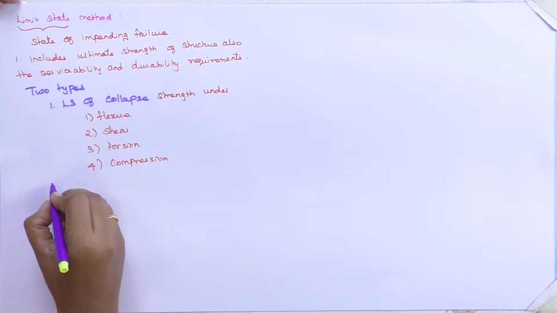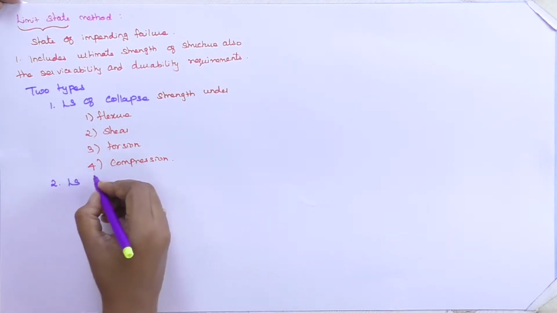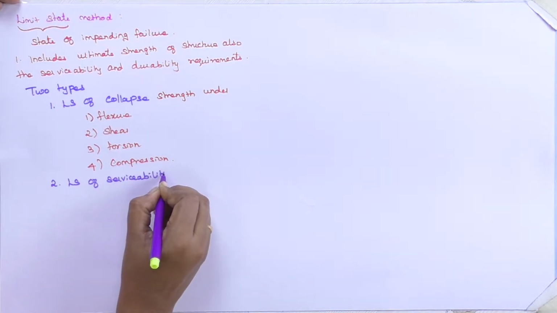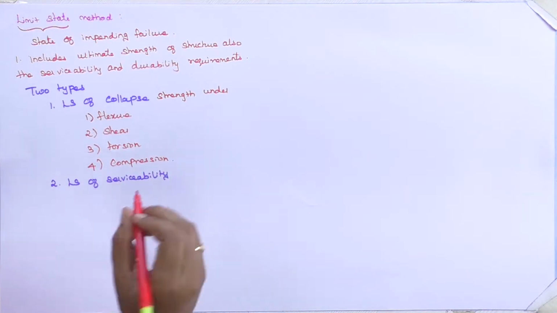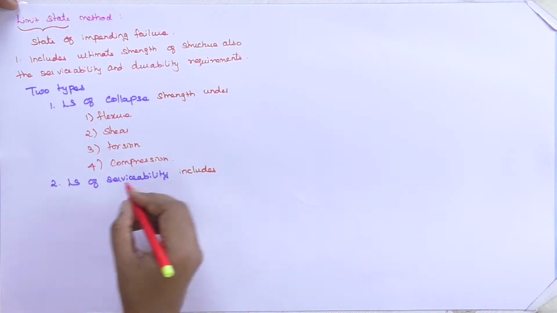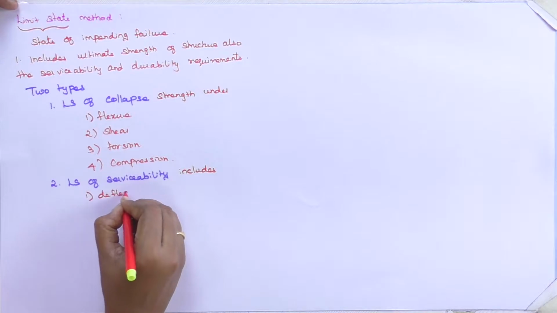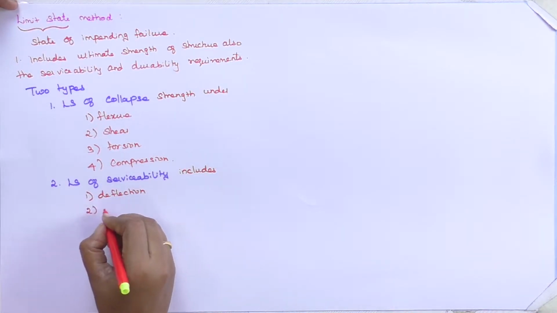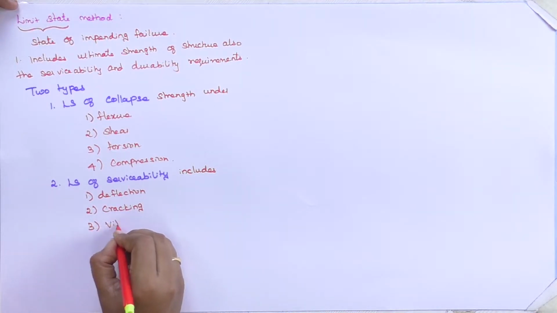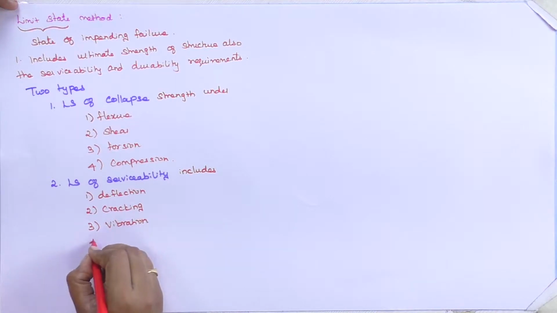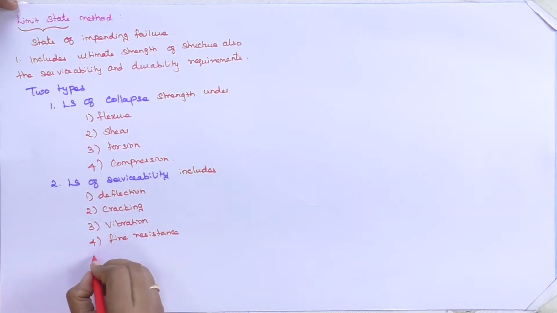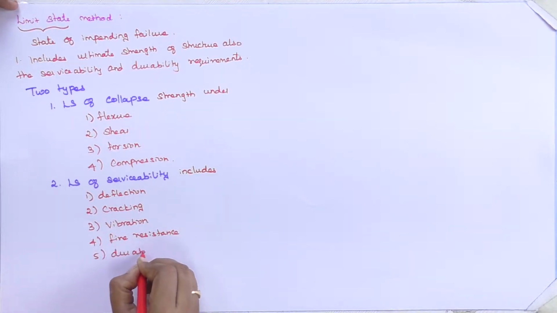The second limit state is the limit state of serviceability. It includes, first one, deflection, second one, cracking, third one, vibration, fourth one, fire resistance, fifth one, durability.